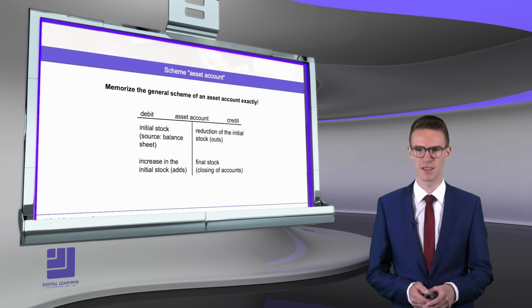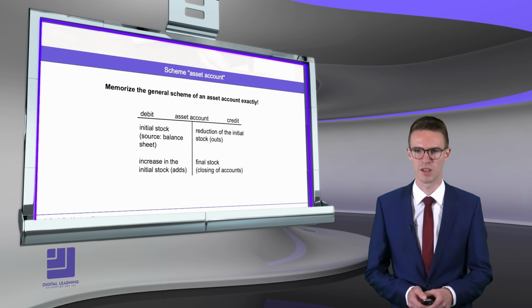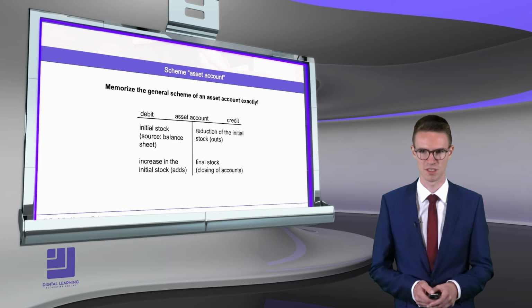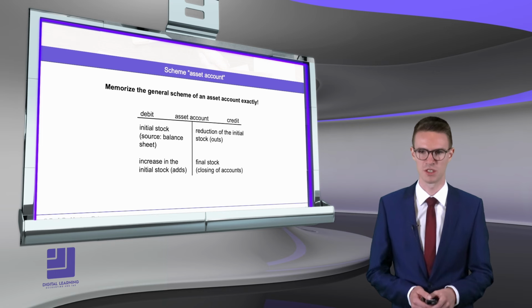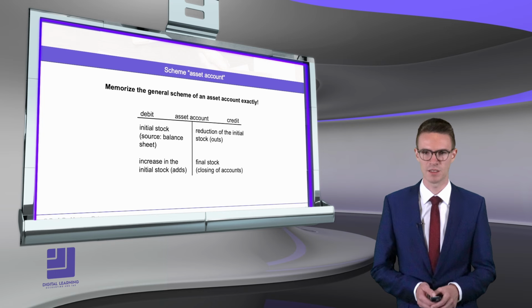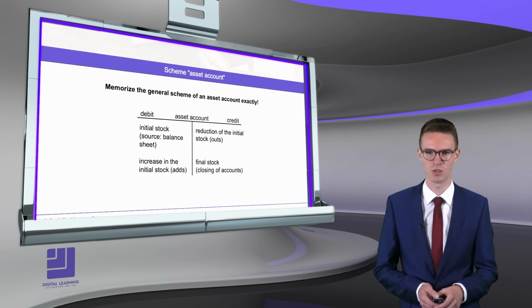If you maybe buy a new machine, then you have to add this value to the machine's asset account. But also reductions of the initial stock take place during the business year. If we stick to our example of the machines, you have to reduce the value of the machines due to the depreciation and amortization. At the end of the year, the account has to be closed. How to calculate the final stock amount, I will show you on the next slide.